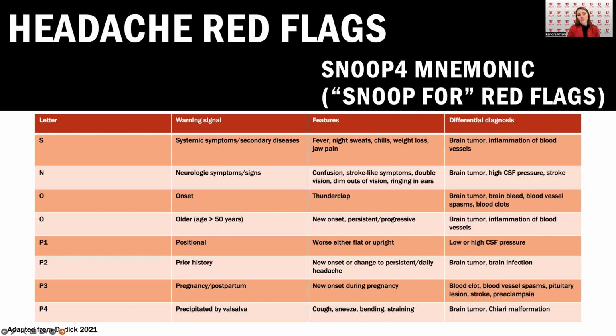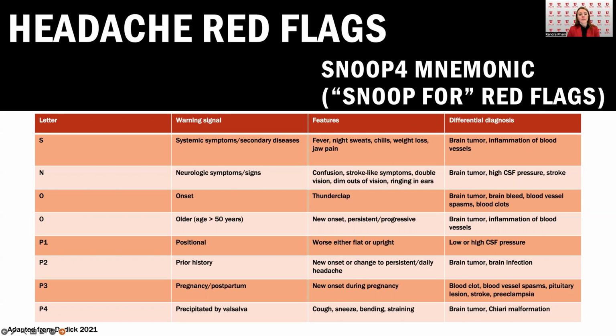The first P is for positional. So if the headache is worse, either flat or upright, that worries us about the CSF pressure being either too high or too low. The second P is for prior history. And this one really is if there's a change from their prior headache history, that should ring the alarm bells. And then we would worry again about brain tumor, brain infection, such as encephalitis.